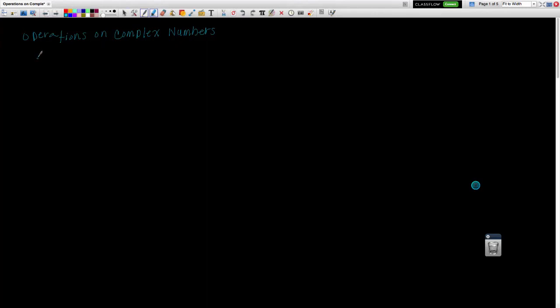All right. Today we're going to talk about operations on complex numbers. So adding them, subtracting them, and multiplying them. We're not going to divide them because dividing is something completely different that we're not going to cover right now. So before we start, there's a couple things that you need to know.